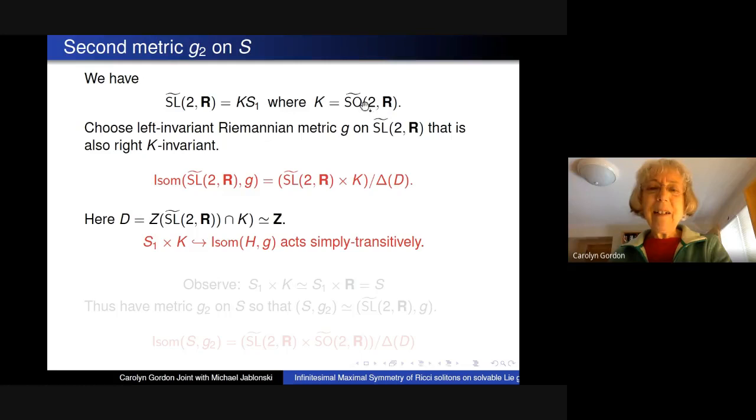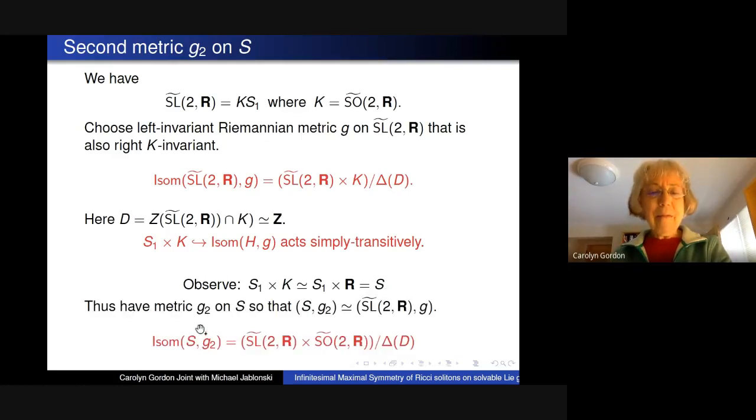But K is the universal cover of SO2R. Now, SO2R is just a circle, so K is just isomorphic to R. And so S1 cross K is isomorphic to S1 cross R, which recall is our solvable Lie group S that we've been looking at. And so S is acting simply transitively, and therefore we get this metric that I'll call G2 on S, isometric to the metric on SL2R tilde. And so the isometry group of this metric is this somewhat uglier object here.